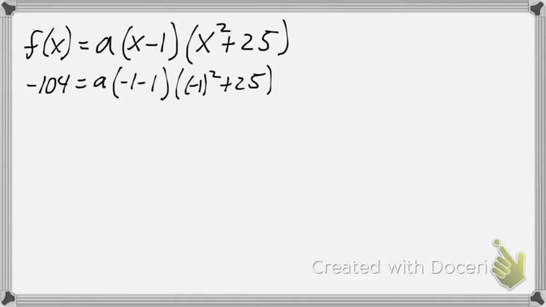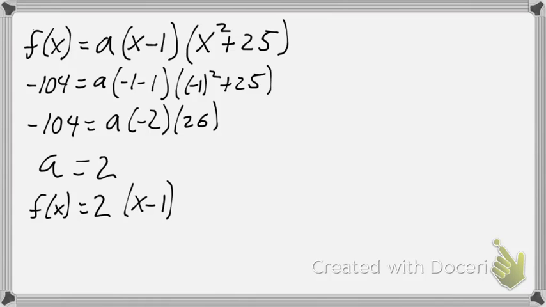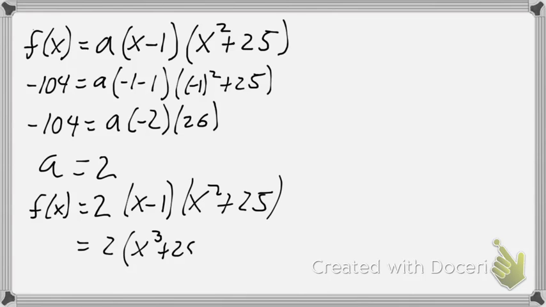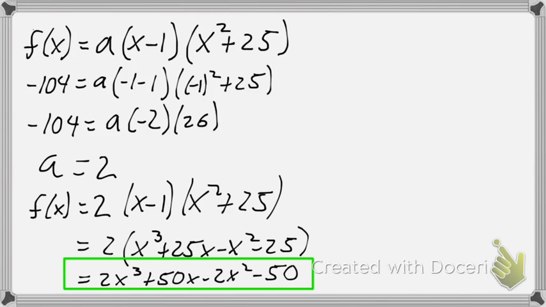But before I do this, I am going to evaluate my function at negative 1. The given information tells me that if I let x equal negative 1, then y should be negative 104. This allows me to substitute in and solve for my coefficient a. So here's my coefficient a is now 2. I'm going to do my last combination, my last FOILing there, x minus 1 times x squared plus 25. In my last step, I'm going to distribute that too.